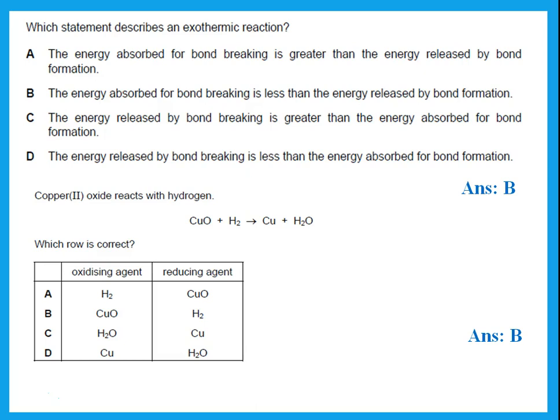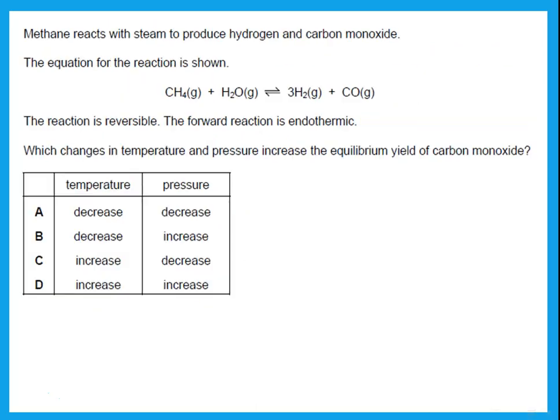The reducing agent is the one that has been oxidized. The hydrogen has gained the oxygen. Again, I'm going to remind you, when you're choosing oxidizing or reducing agents, it is one of the reactants, not one of the products. So copper and water are not included in all of this at all.